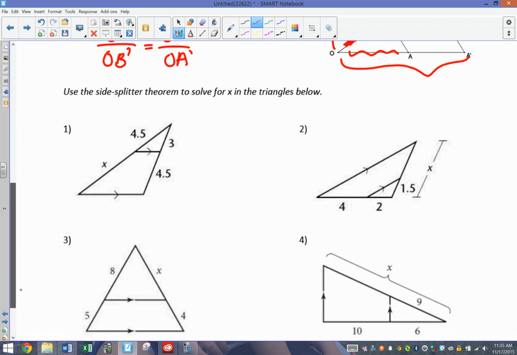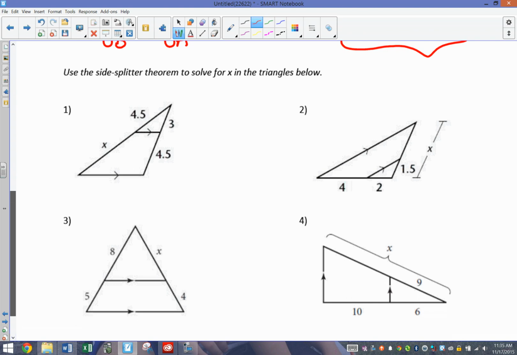So if we come down here and use the side splitter theorem to solve for these values of x down here, I'm just going to set everything up. So if I set it up for number 1, I have 4.5 top to the whole thing, which is 4.5 plus x, not 4.5x, 4.5 plus x. I add the top and the bottom. So top to whole equals top to whole. 3 plus 4.5 is 7.5 over here.